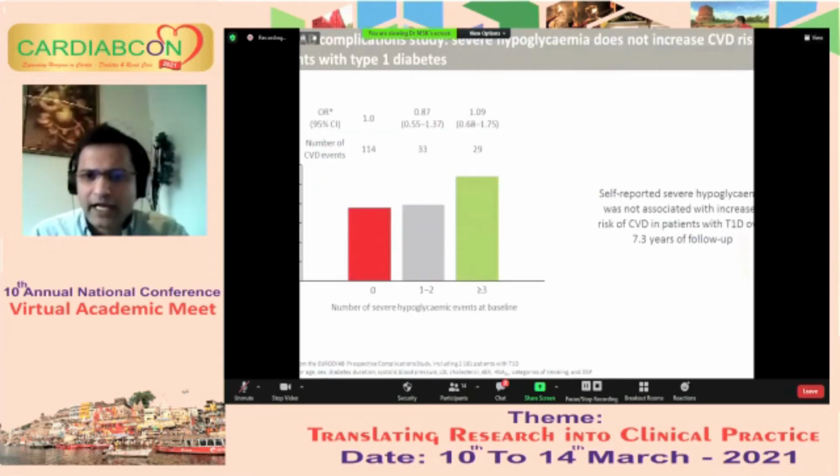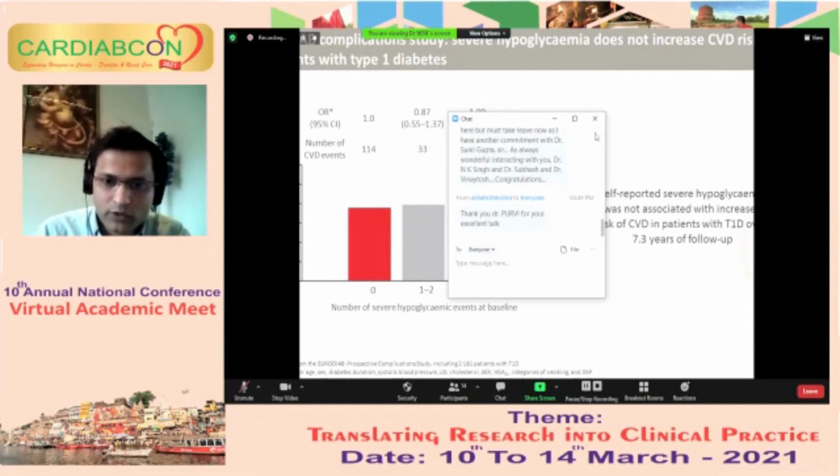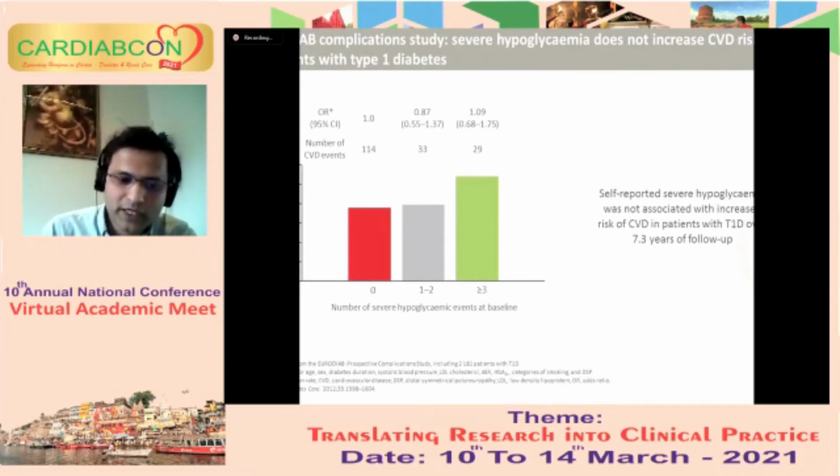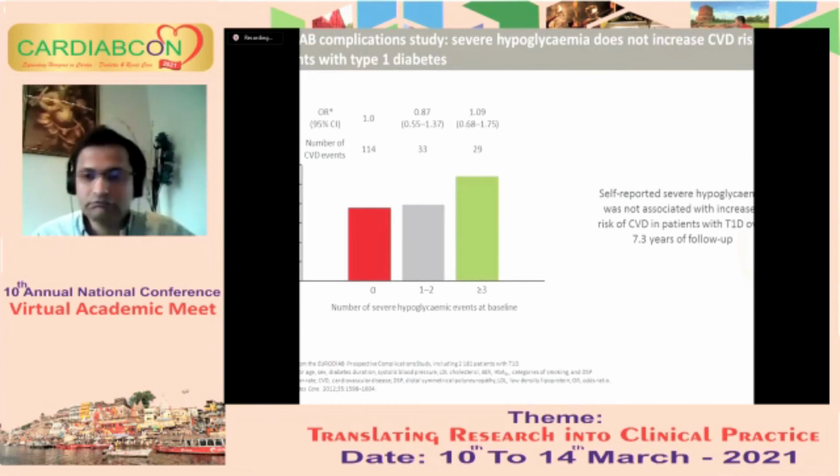Most of the studies which were done were in type 2 diabetes populations. And subsequently, the thought was whether a similar risk of hypoglycemia exists in type 1 diabetes populations. And that's why the EuroDiab study was carried out. Again, the EuroDiab study was mostly in type 1 diabetes populations.